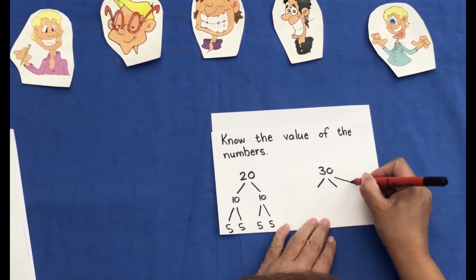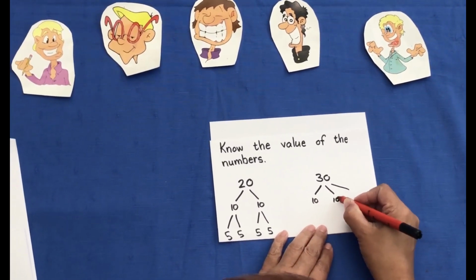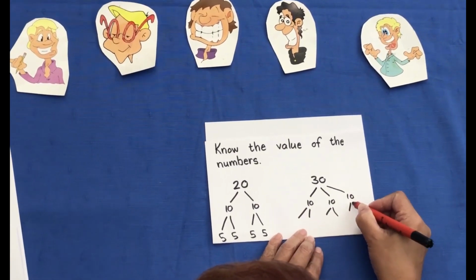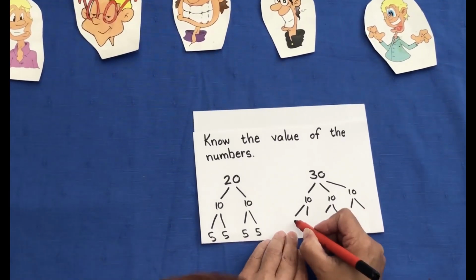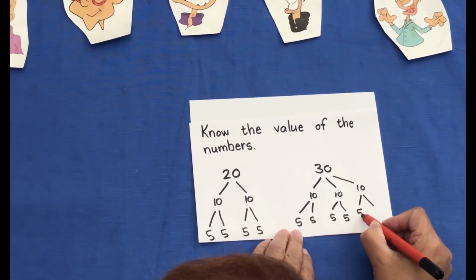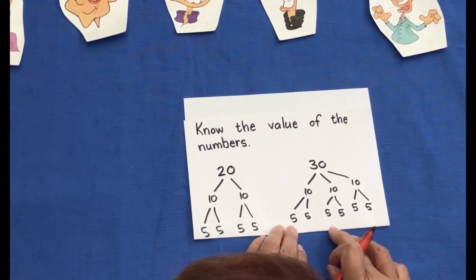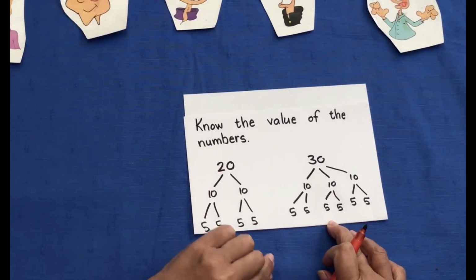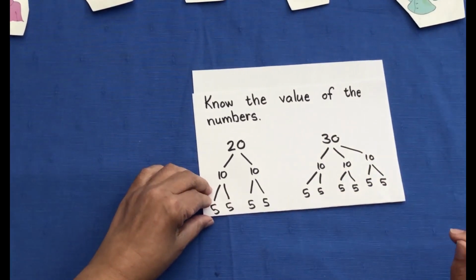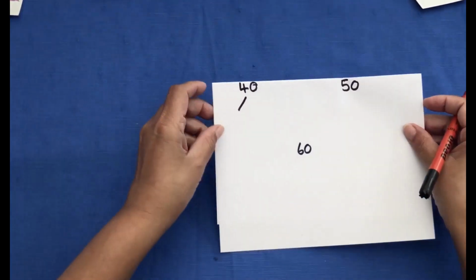How many 10s in 30? 3 10s. How many 5s in 30? 6 5s. 5, 10, 15, 20, 25, 30. There are 6 5s, so 30 divided by 5 is 6. So if you know how many 5s there are in 30, you will know division by 5.